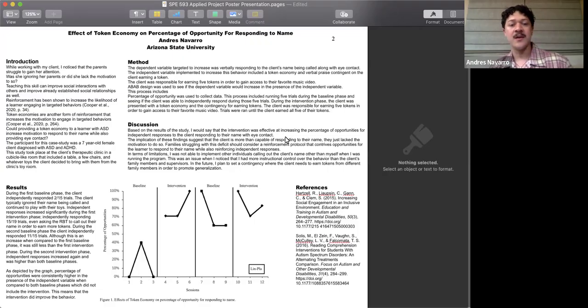So, the independent variable for this project was the token economy. The token economy consisted of 5 tokens before she gained reinforcement. And then that kind of leads me into the dependent variable. So earning a token was contingent on independently responding to her name.